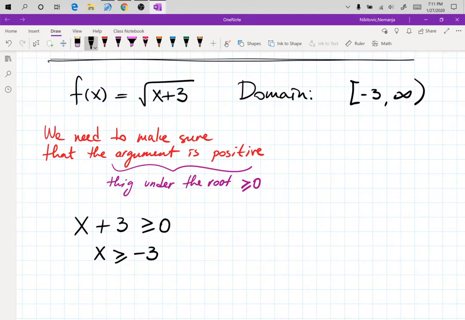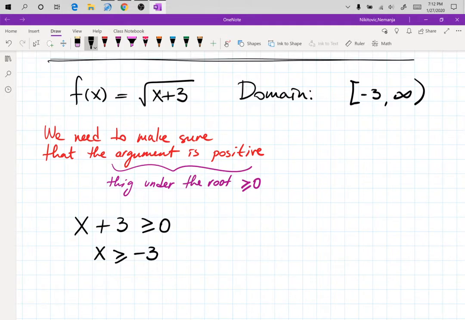So let's test this, right? Let's say you care and you want to check. Pick a number between negative 3 and infinity. 1. 1 plus 3 is 4. Square root of 4 is 2. Awesome value to check. Let's pick another number. 0. 0 plus 3 is 3. Can we take a square root of 3? Yeah, with the calculator, we get like 1.73. So sure, that works.